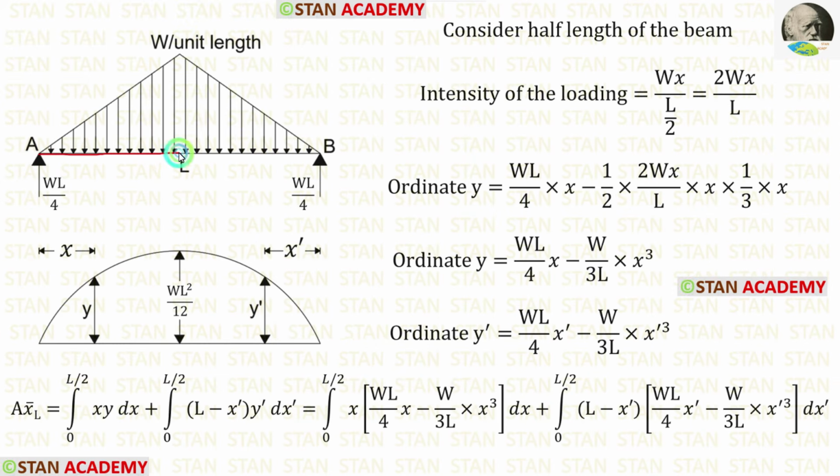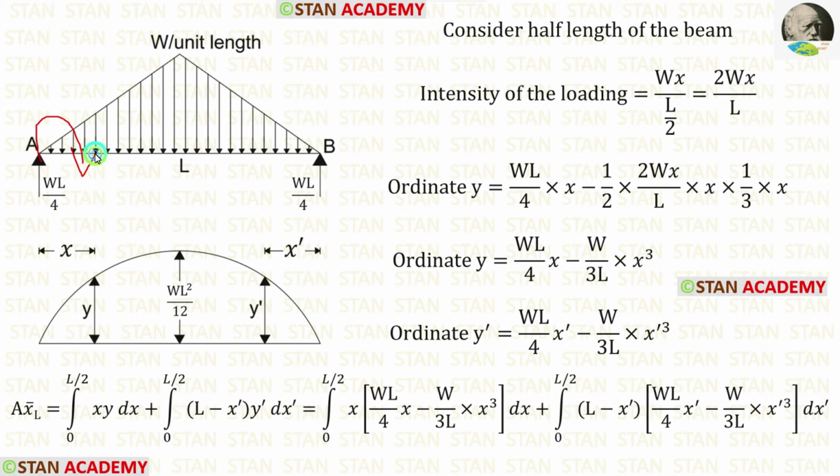Let us consider the half span. Half span is L by 2. To calculate the intensity of the loading with respect to x, we have to divide Wx by the half span L by 2. Finally, we are getting 2Wx upon L. Y is the moment at the distance of x. So let us calculate y.